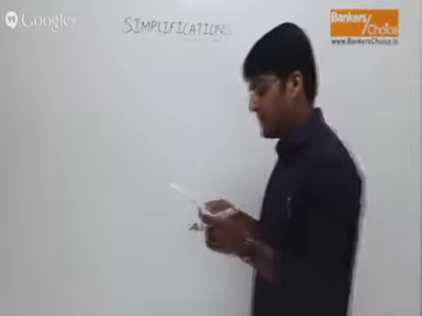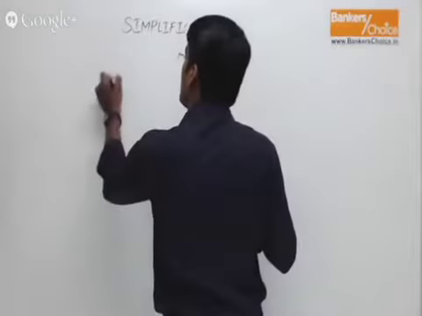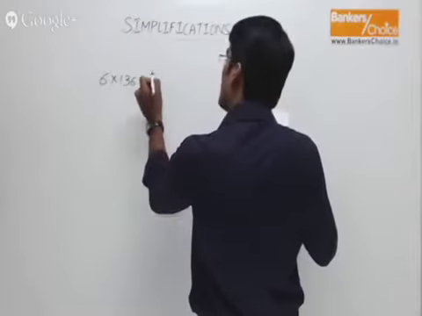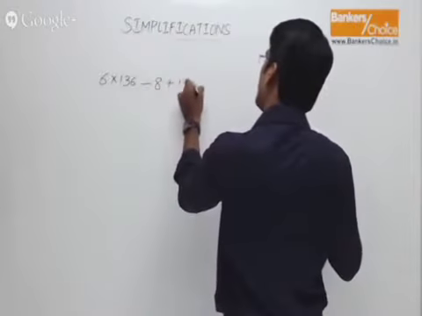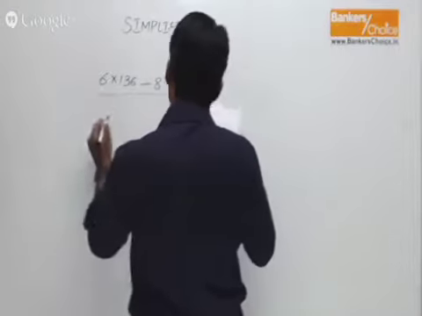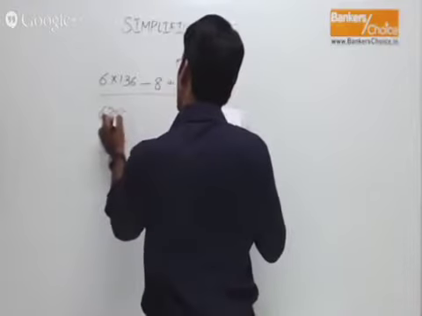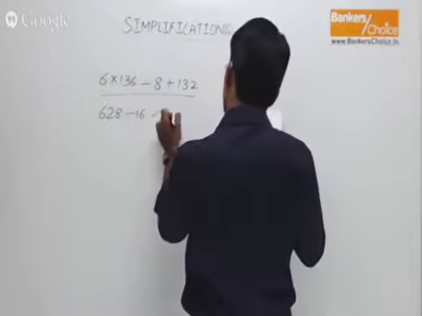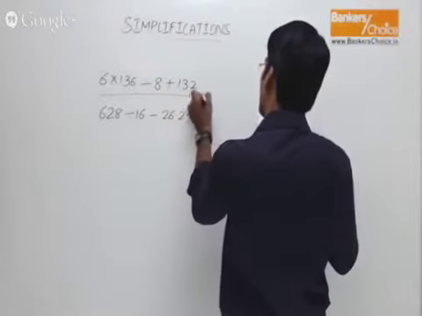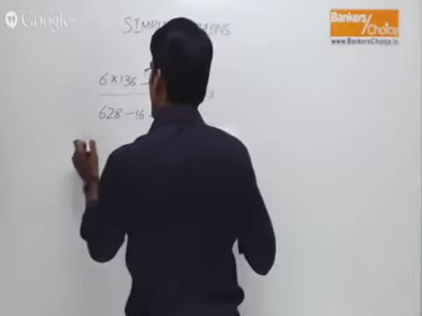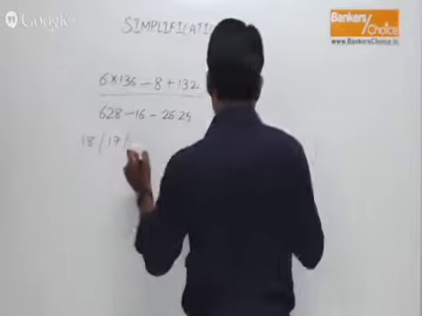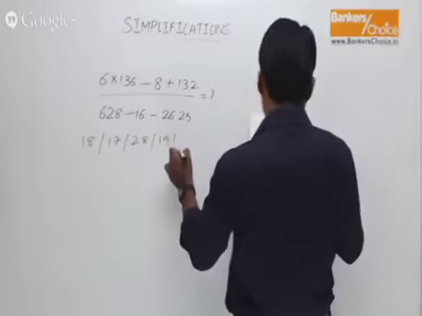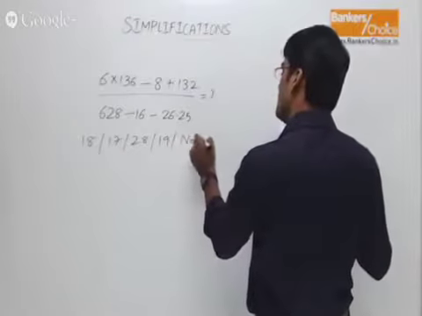So the next question here: 6 into 136 divided by 8 plus 132 divided by 628, minus 26.25 equals to what? Options 18, 17, 28, 19, none of these.